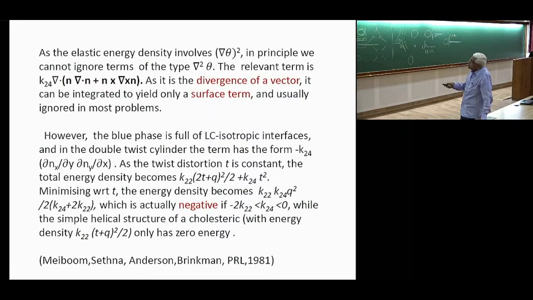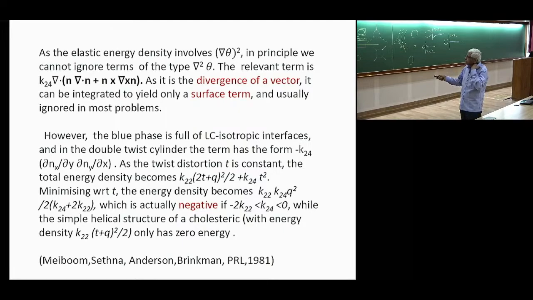So this has the form delta nx by delta x into delta ny by delta y minus delta ny by delta x into delta nx by delta y. The twist distortion in those double twist cylinders is a constant. So if you calculate this energy density, it becomes so. That is, there is a price that you pay due to the twist elastic constant K22, plus this K24.